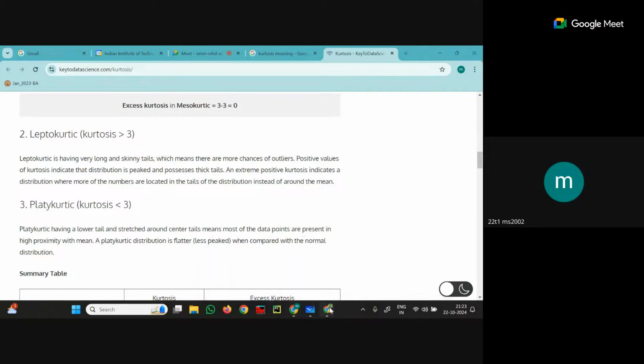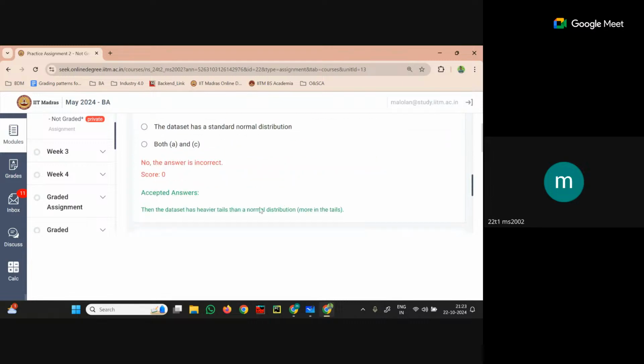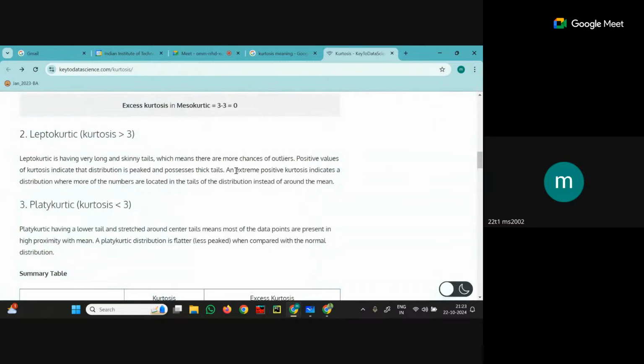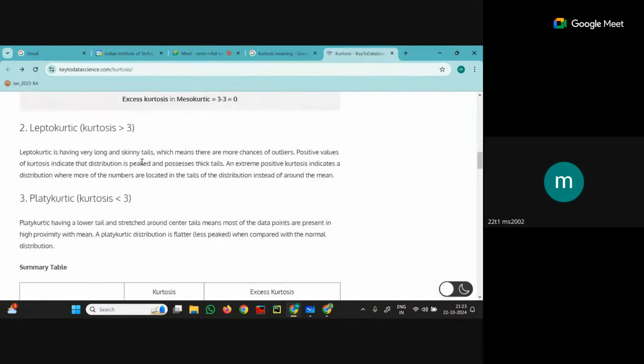Once again, what is this question? What does the data set say? The data has heavier tails than a normal distribution, more in the tails. That is why we have said more in the tails. Look at the leptokurtic. What happens? It has a peak value, then it has values everywhere. So then it becomes leptokurtic. The tail would be long. So a leptokurtic has very long and skinny tails, which means there are more chances of outliers, which is what we mean by heavier tails.